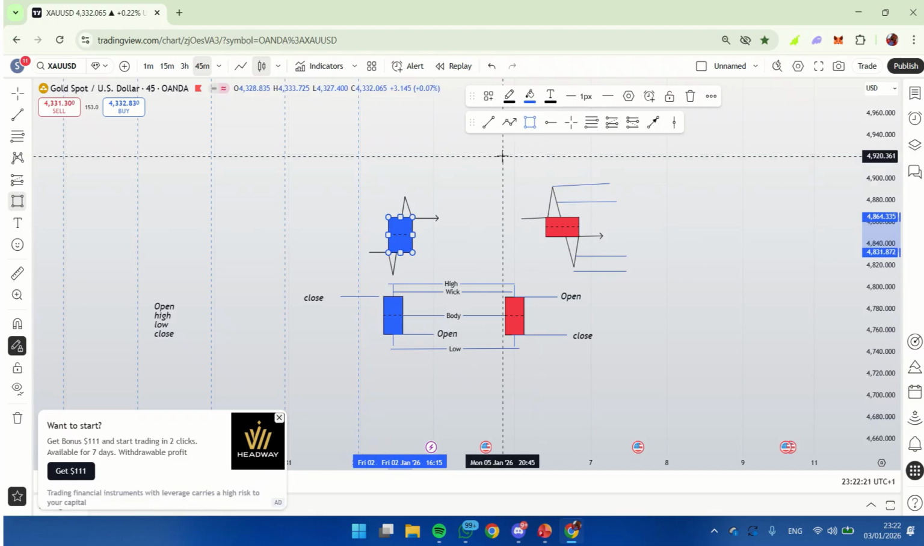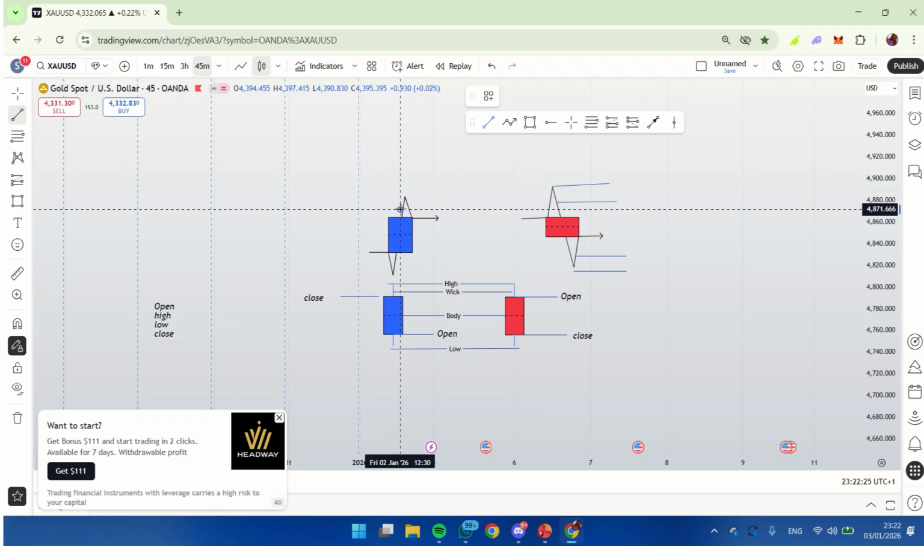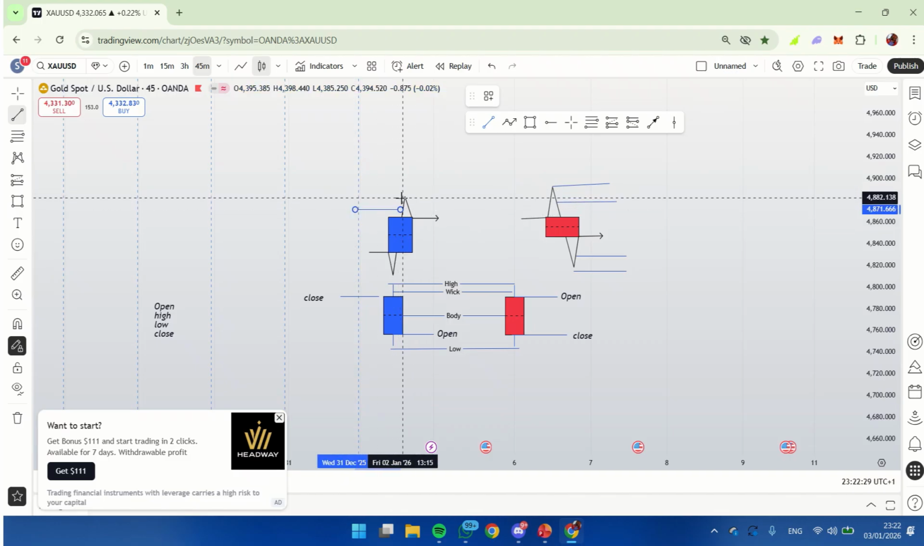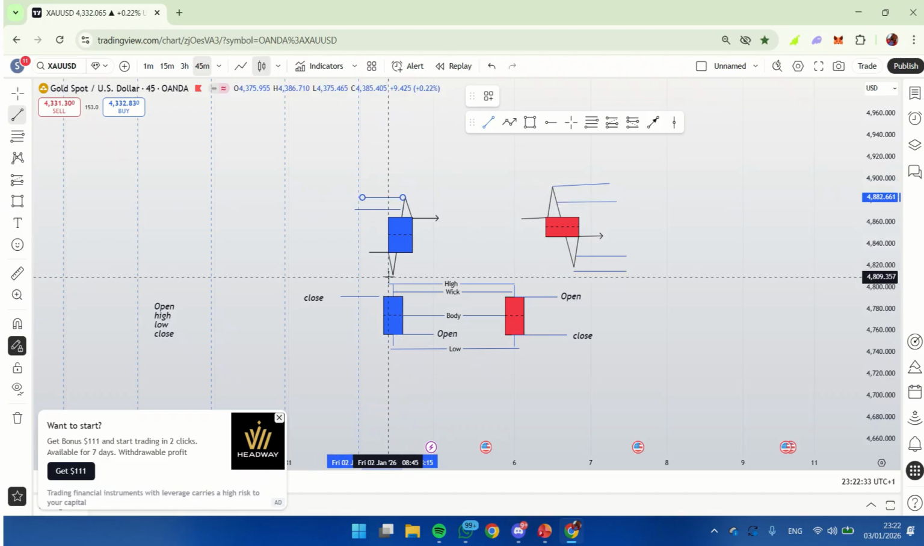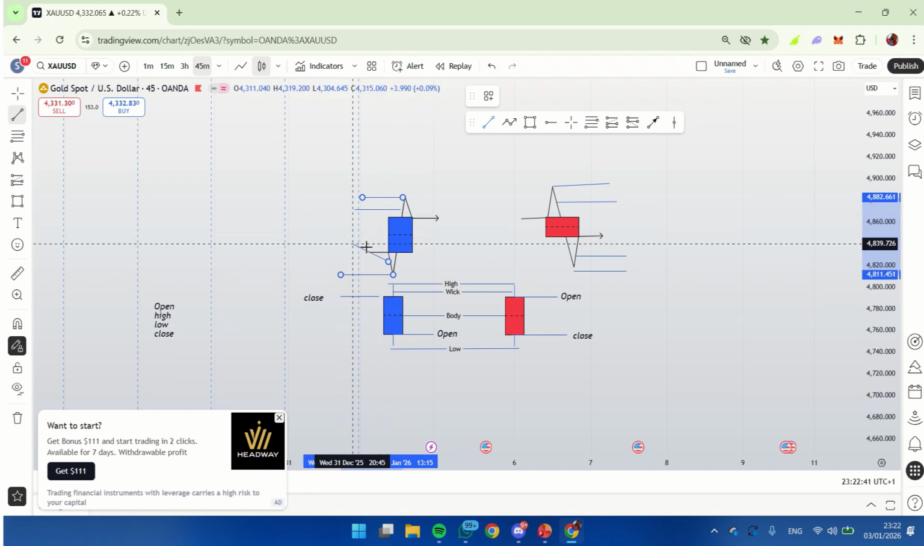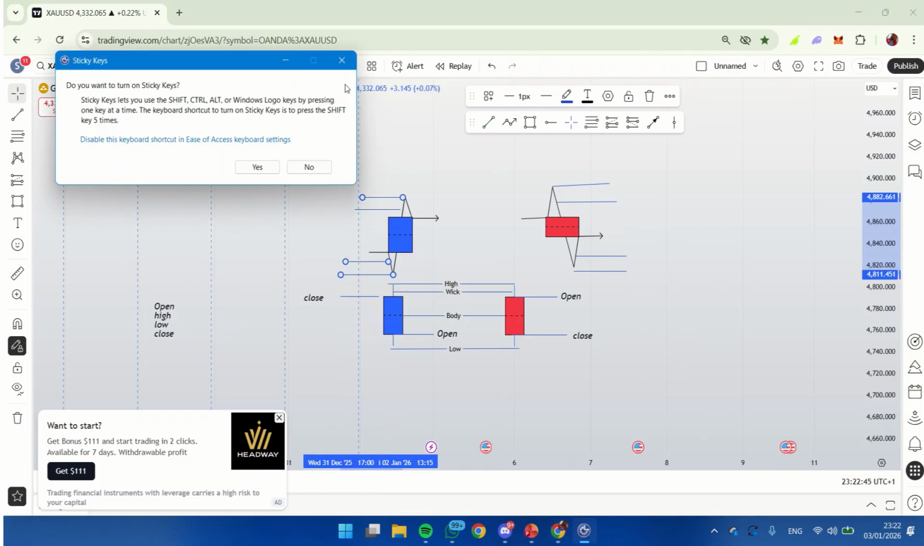Do you understand? Then this as the wick. I'm going to have this as the wick. This as the high. And this as the low. This is also a wick. You understand? So this is also a wick.